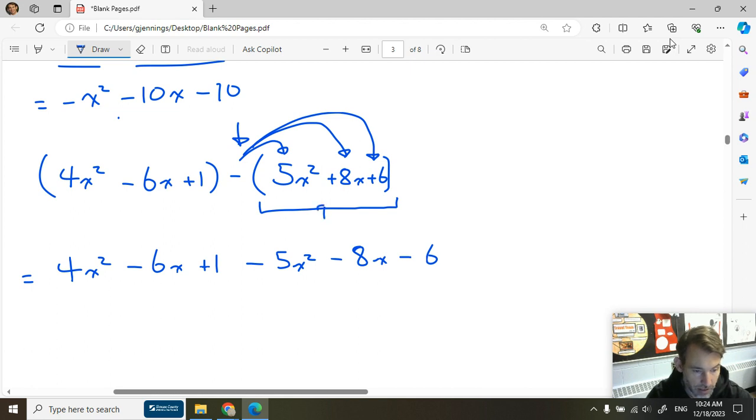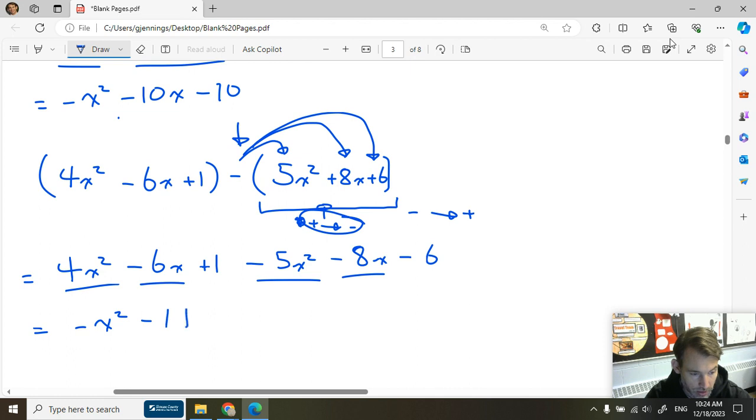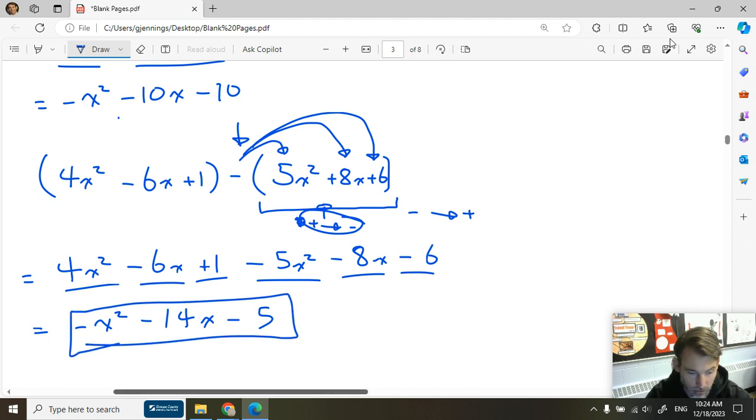All of these signs, if they're positive, they go to negative, okay? All the positives go to negatives, but if they were negatives, they would go to positives. I'll show you another example. And then I collect them. 4x squared minus 5x squared is negative 1x squared. Negative 6x minus 8x is minus 14x. And plus 1 minus 6 is minus 5. So this is the final answer that Delta Math is looking for.